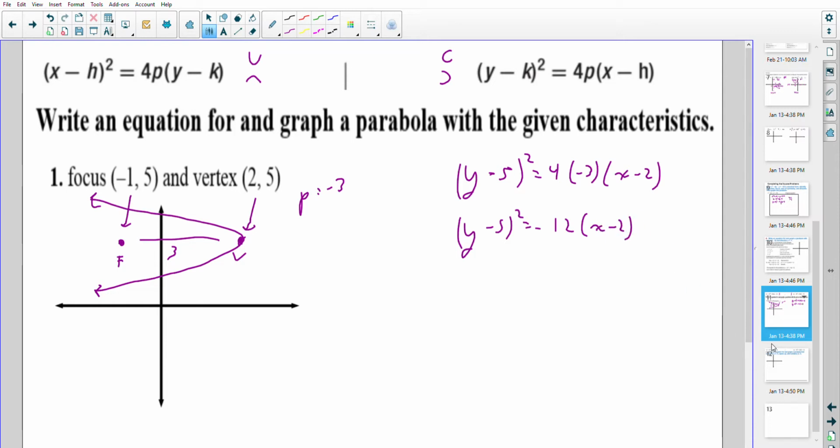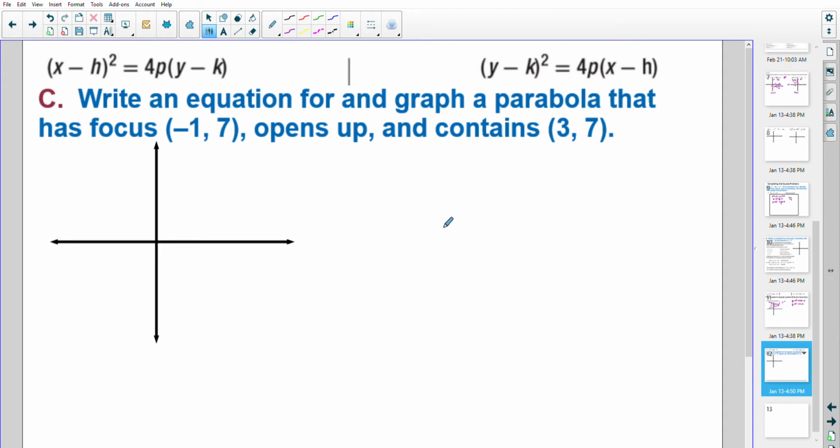Let's go to the next problem. The next problem is the same type of idea. We have to graph what we know and then try to figure out what form we're talking about. The focus is at negative 1, 7, and it contains 0, 3, and it opens up. So that's going to tell me I'm looking at this right here where p is going to be positive. Now when it opens up, that goes through that point. So really it's going to look something like this, and this is going to be your p, whatever that is.